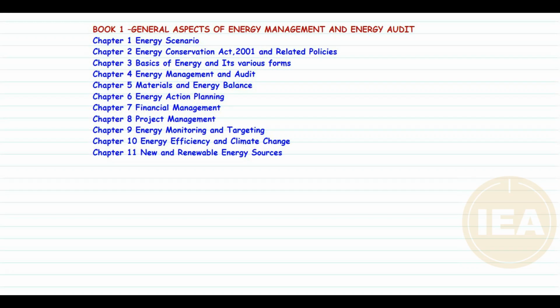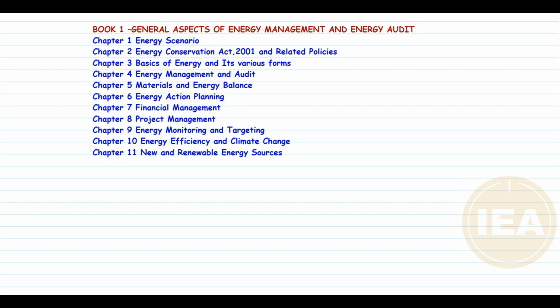Hello, welcome everyone to this lecture on Book 1, General Aspects of Energy Management and Energy Audit. This book 1 is divided into 11 chapters. Chapter 1 is Energy Scenario. What is the scenario of energy in India and in the world? How much is the reserve? How much is the production? All those things we will see in chapter 1.